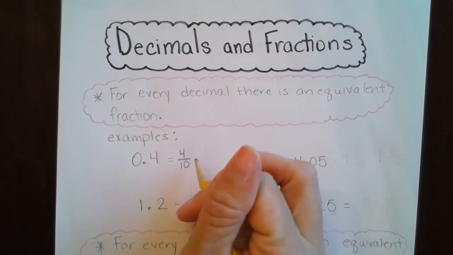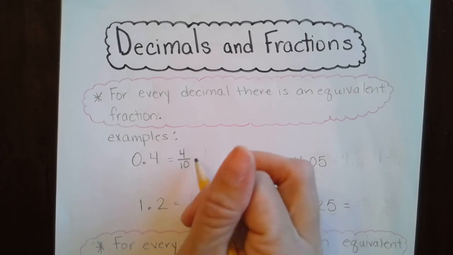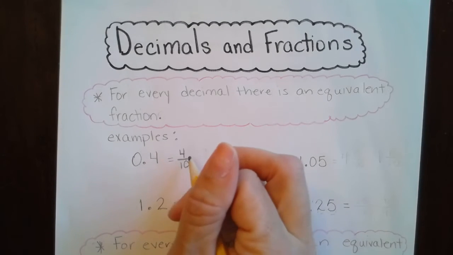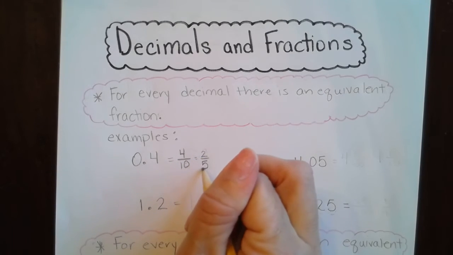Now, often they ask you to simplify it. So you simplify this fraction just like you normally would. You divide both by the greatest common factor, which is 2, and that gives you 2 fifths.